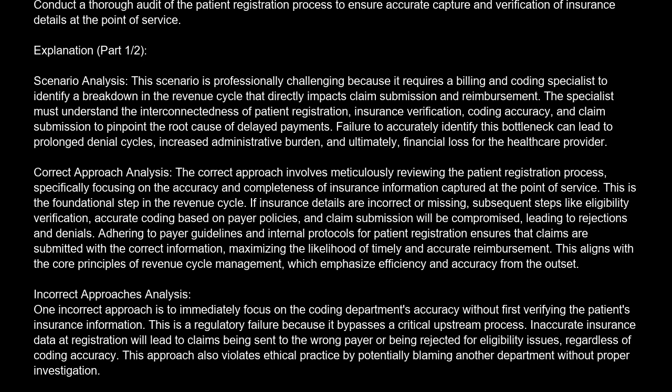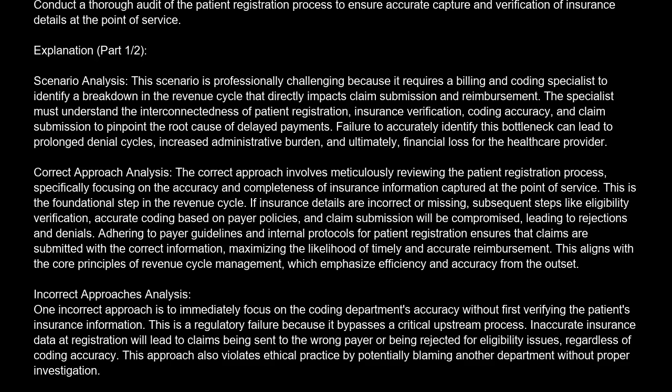The specialist must understand the interconnectedness of patient registration, insurance verification, coding accuracy, and claim submission to pinpoint the root cause of delayed payments. Failure to accurately identify this bottleneck can lead to prolonged denial cycles, increased administrative burden, and ultimately, financial loss for the healthcare provider.